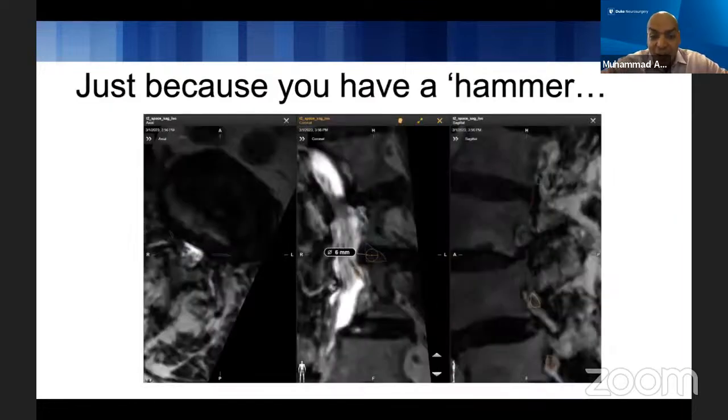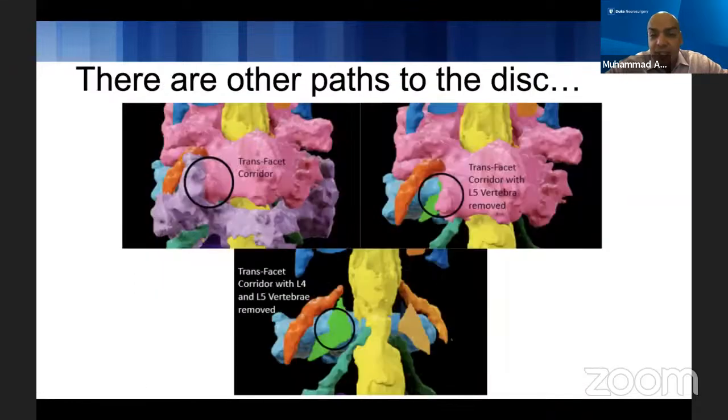Now, just because you have a hammer doesn't mean everything is a nail. So in this situation, we found that the Kambin's triangle is only going to be 6 millimeters. So doing a purely transKambin approach is not going to be safe for this patient. So this takes us then to this transfacet corridor.